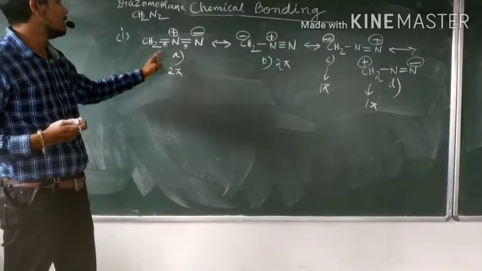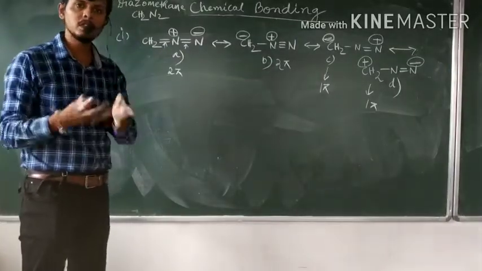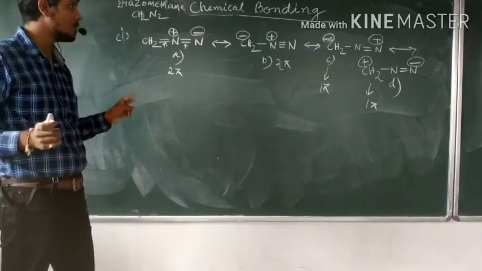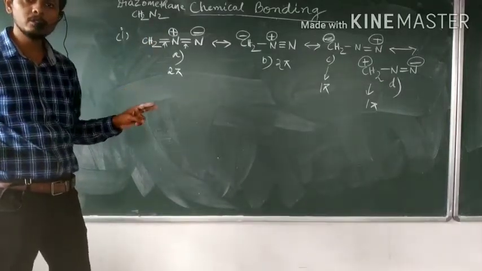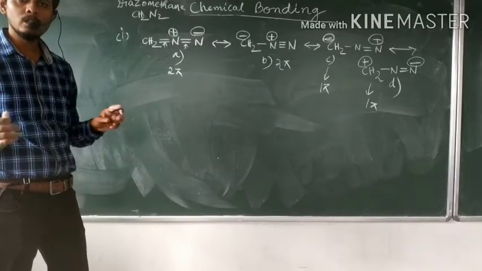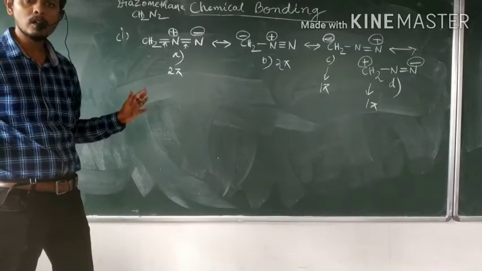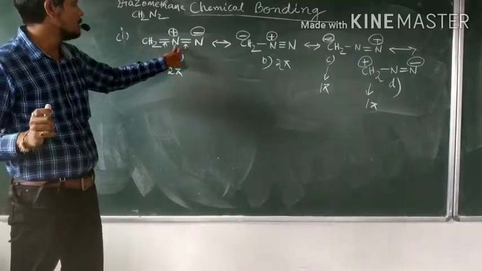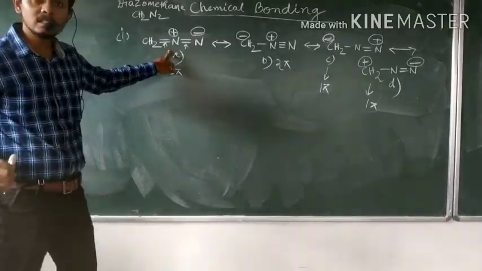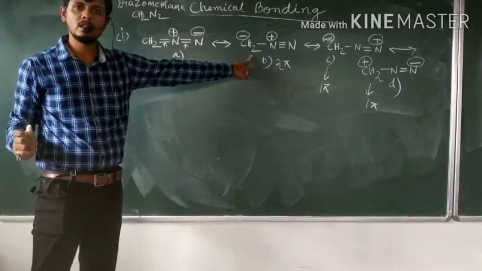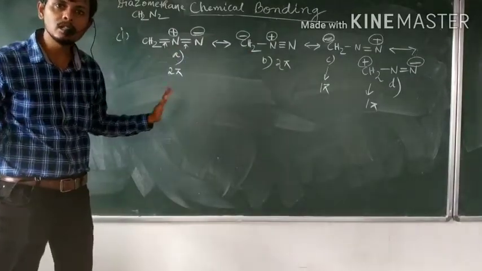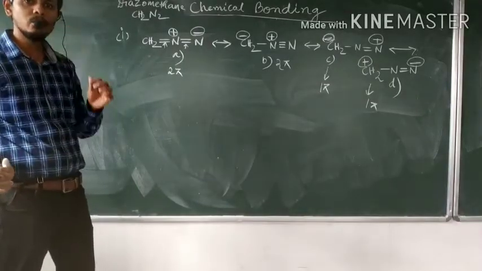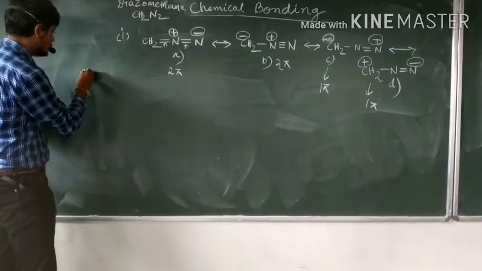A and B have the same number of pi bonds, 2 each. Now go to the second rule. The second rule tells you that uncharged molecules, that means molecules with no formal charges, are more stable than molecules with formal charges. Here A has formal charges and B also has formal charges. That means I can't use the second rule also.